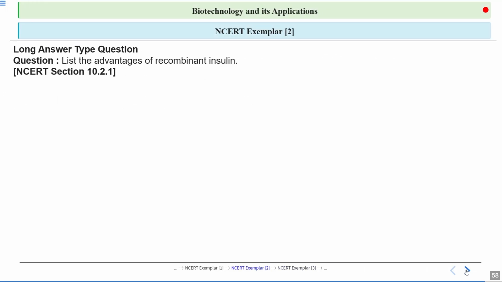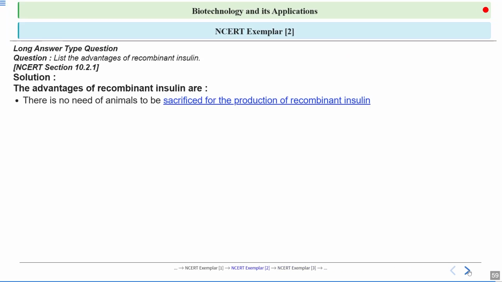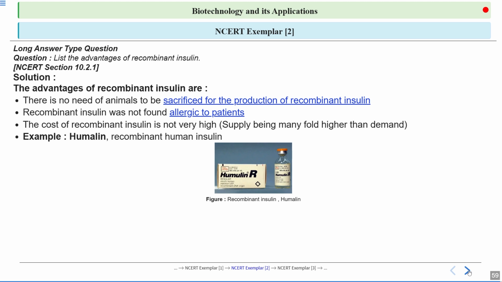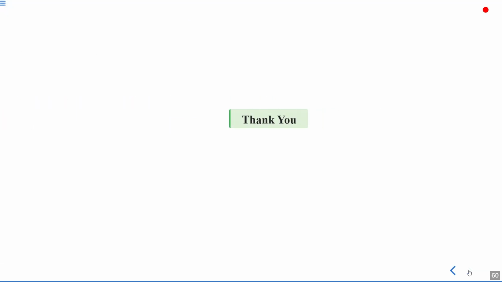Now the second long answer type question of NCERT Exemplar is on recombinant insulin. We have to list the advantages of recombinant insulin. This is from NCERT section 10.2.1. The advantages are that there is no need for animals to be sacrificed for the production of recombinant insulin. Recombinant insulin was not found allergic to patients. The cost of recombinant insulin is not very high, the supply being many fold higher than the demand. An example is Humulin. We know that this was produced first by Eli Lilly, which is an American company.